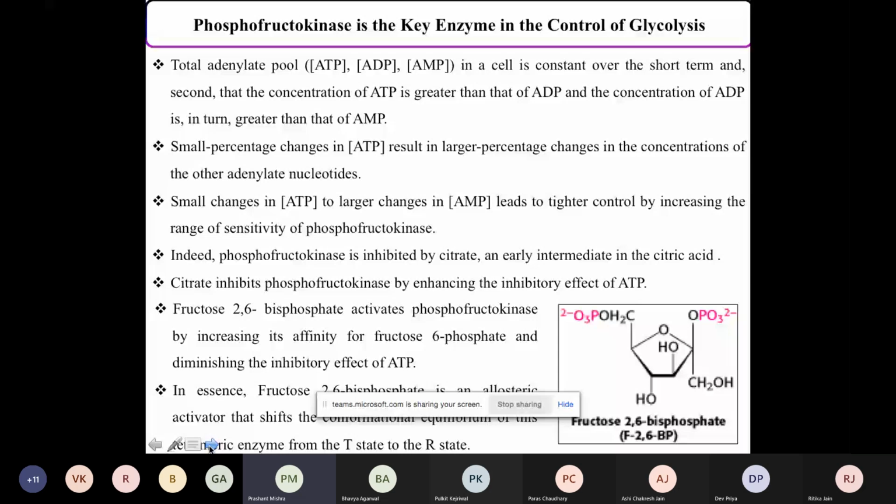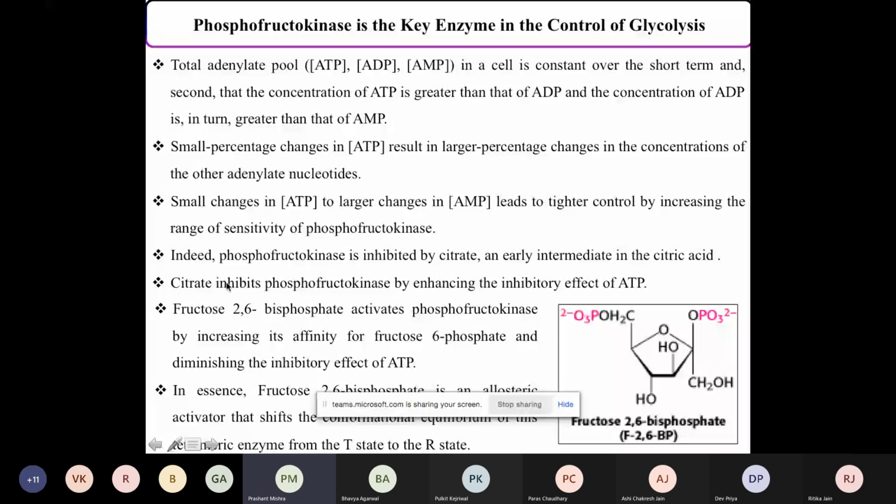Here the substrate is the same, but the product is different. What we are talking about is fructose 2,6-bisphosphate. Now this fructose 2,6-bisphosphate, I'll tell you in a few seconds, is an allosteric regulator of the enzyme phosphofructokinase. It activates phosphofructokinase by increasing the affinity for fructose 6-phosphate and diminishing the inhibitory effect of ATP.